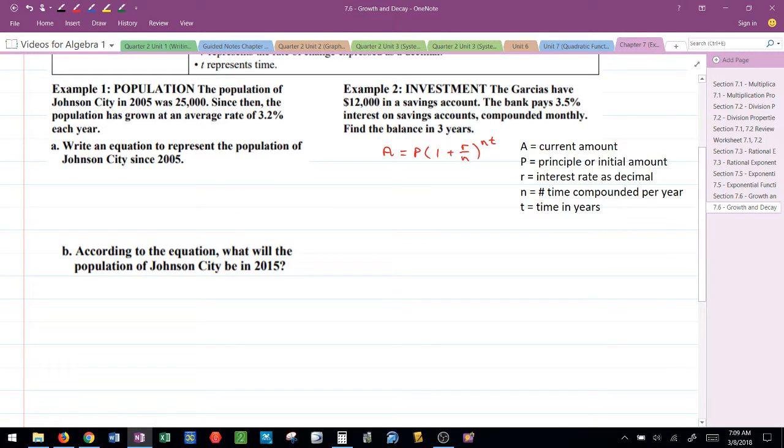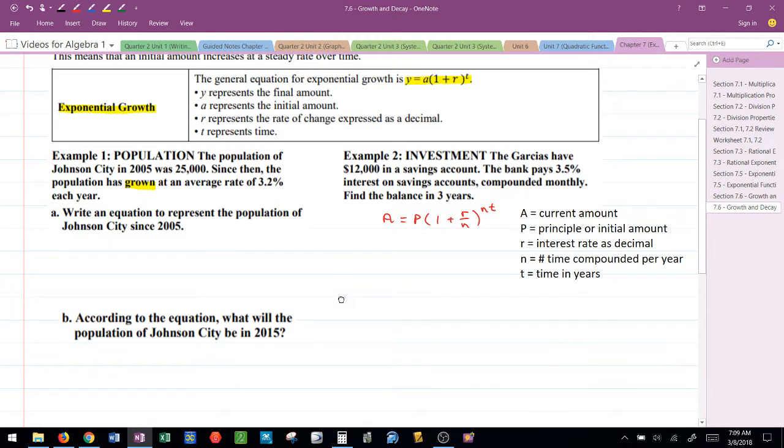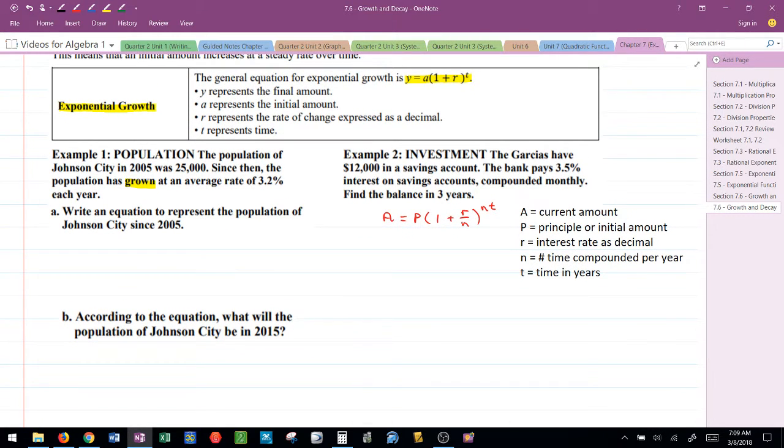The population of Johnson City in 2005 was 25,000. Since then, the population has grown. There's my key. I know I'm talking about exponential growth. It has grown at an average rate of 3.2% each year. The first thing that they want us to do is to write an equation. We're going to use this form here. Write an equation to represent the population of Johnson City since 2005.